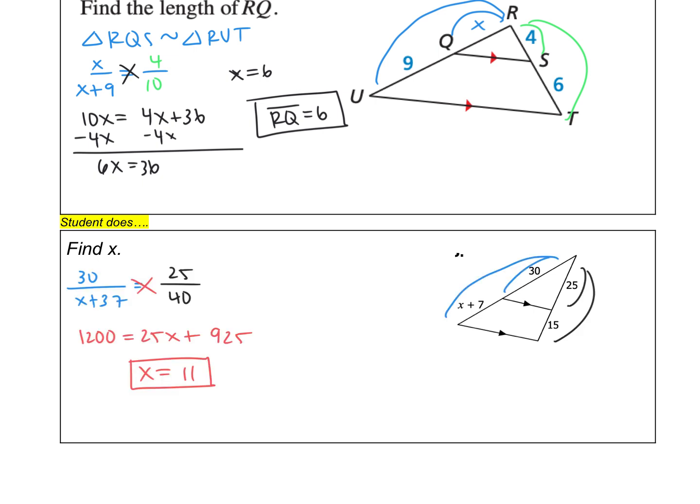So I said we're comparing the small triangle to the big triangle. This is the small triangle, which has sides of 30 and 25. That's what goes here and here. And then we're looking at the whole triangle. Not just x plus 7, the whole side, which is x add 37. And then again, the big triangle, not just 15, the whole side, which is the 40. That's how we get x equals 11.